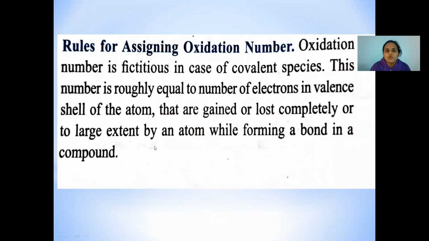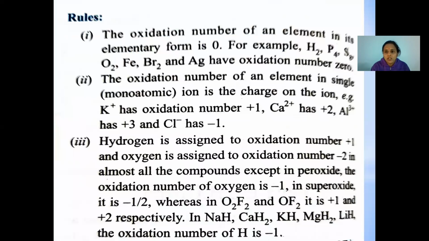Let's now come to the rules for assigning oxidation number. This should be very clear to you. Oxidation number actually is fictitious in case of covalent species. This number is roughly equal to the number of electrons in valence shell of the atom that are gained or lost completely or to a large extent by an atom while forming a bond in a compound. Let's look at the rules.